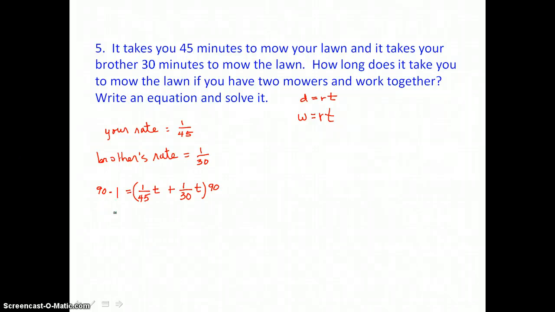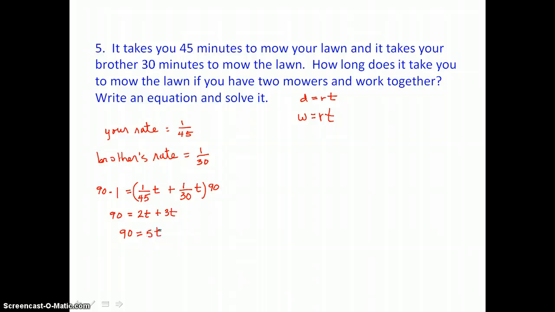So 90 times 1 on the left is 90. Over here, when I multiply 90 times 1/45 t, 45 goes into 90 twice, so I'm going to be left with 2t. Okay, then 90 times 1/30 t, 30 goes into 90 3 times, so I'm left with 3t in that product. Okay, now look how nice this equation is without denominators. I can add my like terms on the right. 2t and 3t is 5t altogether.